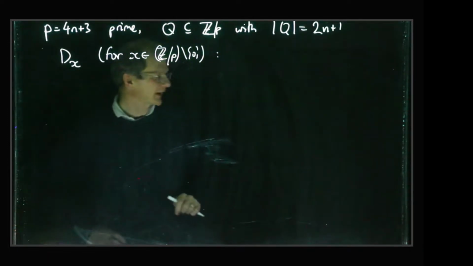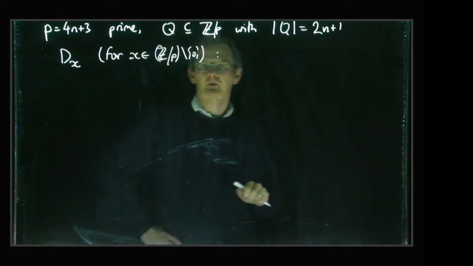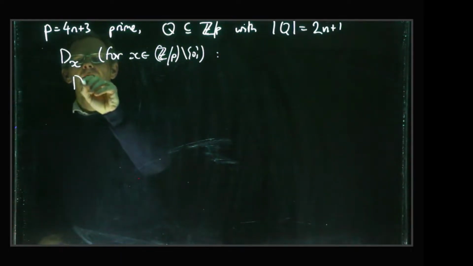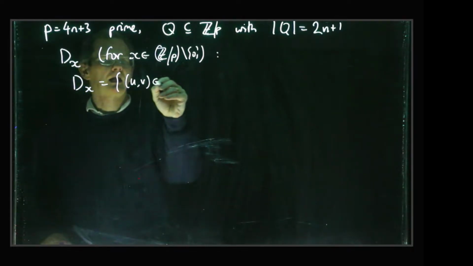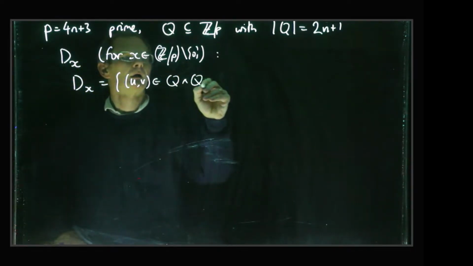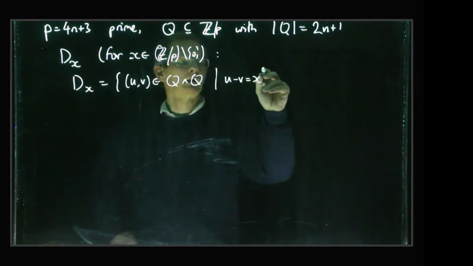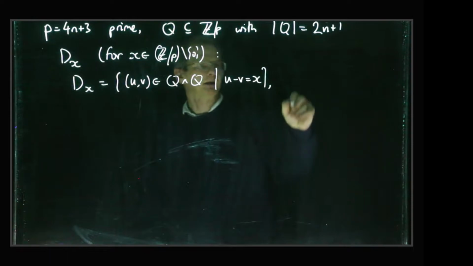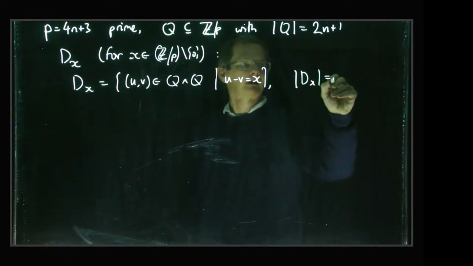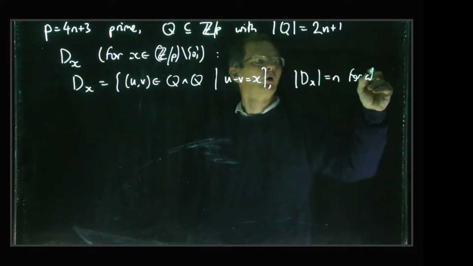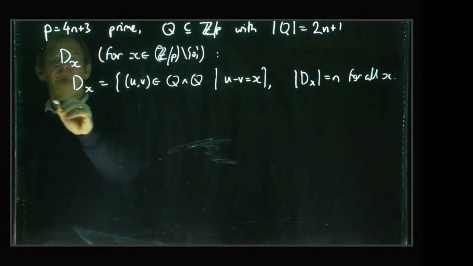And then we had these sets Dx, for every non-zero element x of Z mod P. The definition was that Dx is the set of pairs (u, v) in Q cross Q with u minus v equal to x. And we proved that the size of this set Dx is n for all x. Okay? So these are the ingredients that we need.